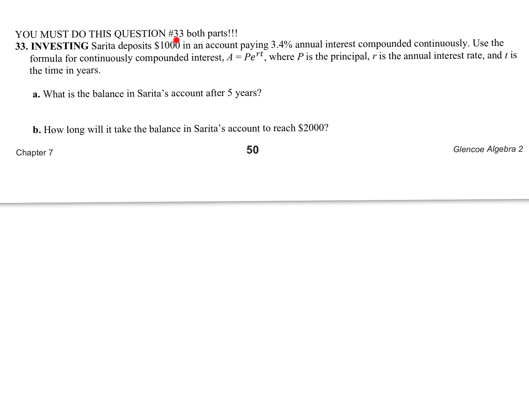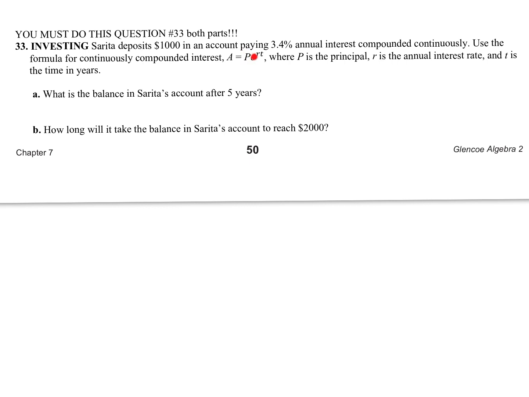Sarita deposits $1,000 in an account paying 3.4% annual interest compounded continuously. Use the formula for continuously compounded interest, which is A equals P times e to the rt, where P is the principal. What does principal mean? It's the initial amount of money that they're using to open up the account. So this value is going to be P, the principal.